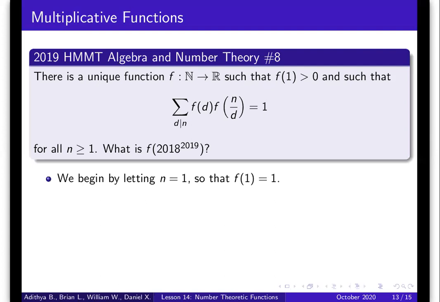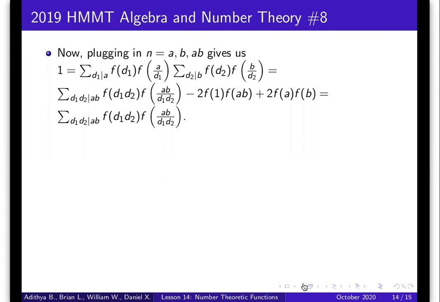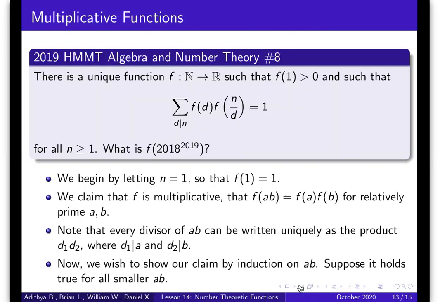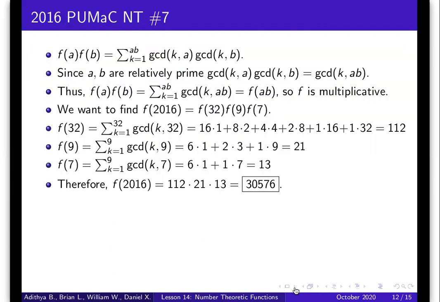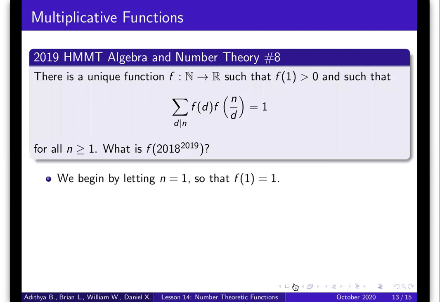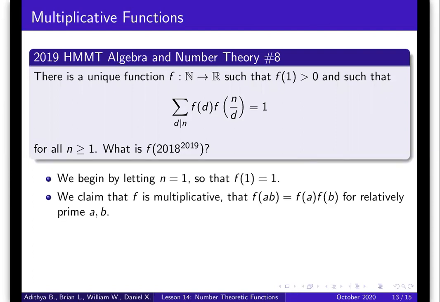Right, so, well, the first thing that we'll do is that we claim that f is multiplicative. Hold on. So we claim that f is multiplicative. So we recall the definition of multiplicative, and so we basically want to show that. Right, so, well, how would we do that?